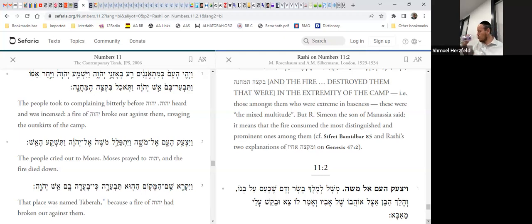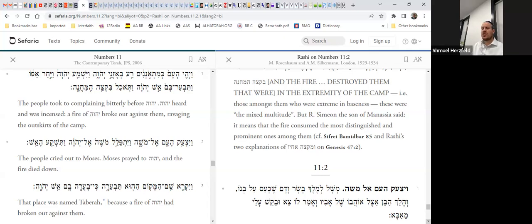I mean, there's a reference to his explanation of something in Genesis 47, but I don't know. Rashi doesn't say here that the leaders could have stopped it, but he says that the leaders were punished. Presumably they're punished because they could have stopped it. Why else would you punish them? So the commentaries say that they were punished because they could have stopped it. That's what Be'er Yitzchak says.